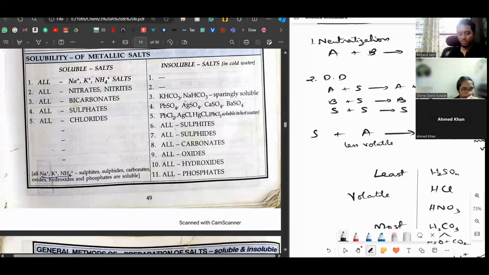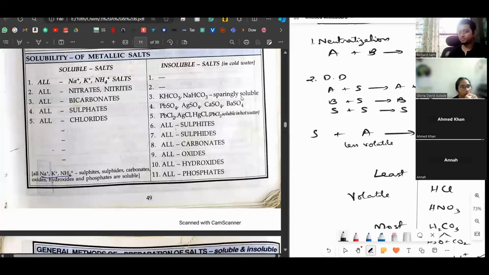Now in the insoluble section, you have some exceptions. All the bicarbonates are soluble except potassium bicarbonate and sodium bicarbonate. Even though it was written here that all sodium and potassium salts are soluble, this is an exception. Potassium bicarbonate and sodium bicarbonate are sparingly soluble, meaning they hardly dissolve. If you mix it a lot or give a lot of heat, then it will dissolve.